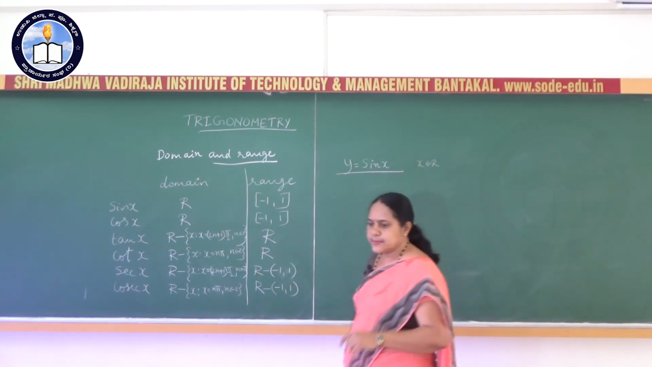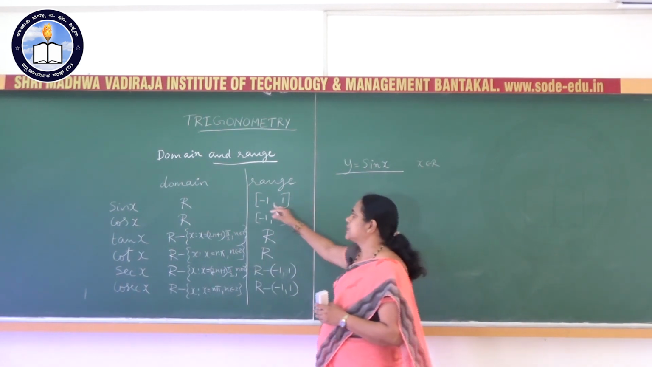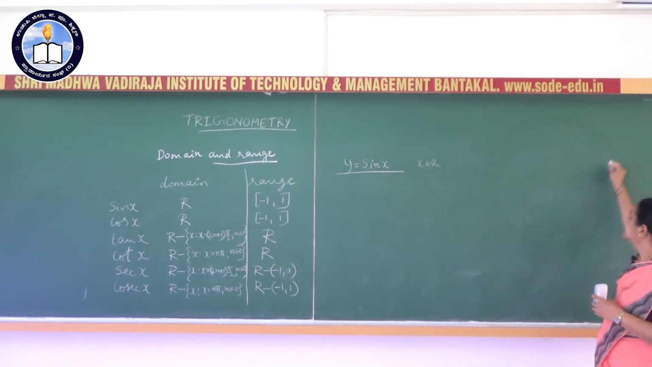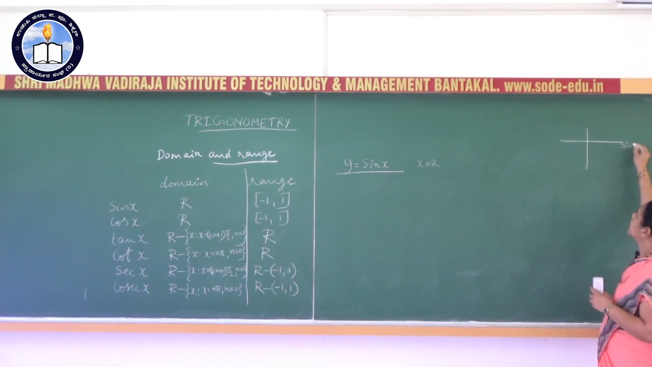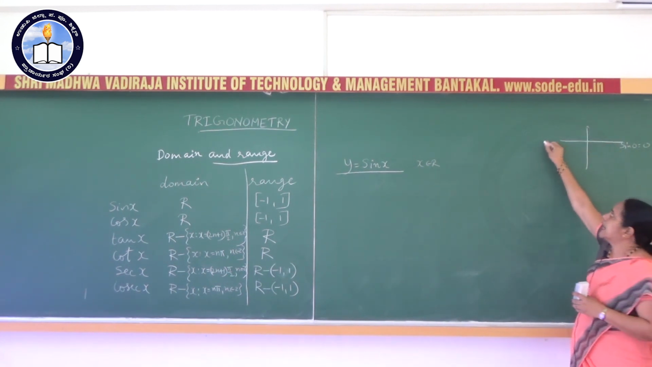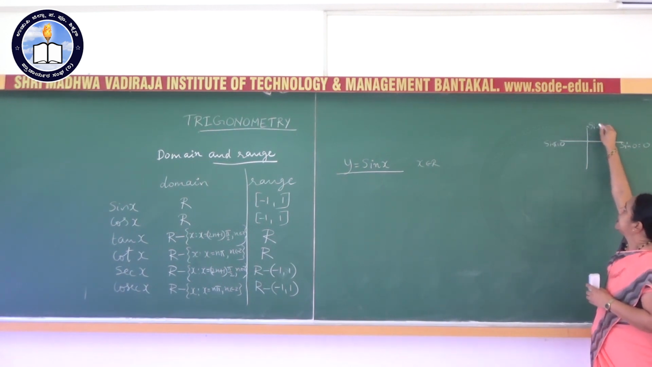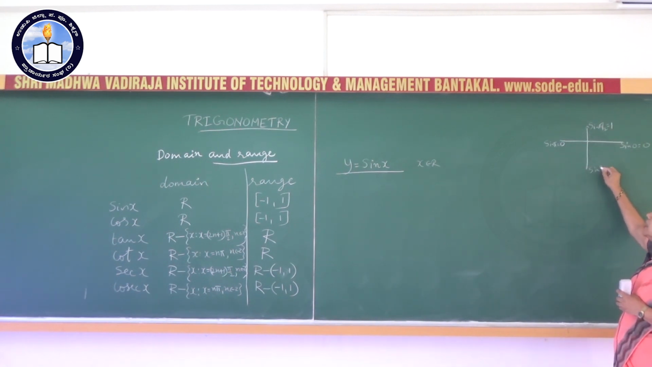We know the highest value of sin x is plus 1, least value is minus 1. So what are the values of sin x in quadrant angles? Sin 0 is equal to 0, sin 180 is equal to 0, sin 90, sin pi by 2 is equal to 1, sin 3 pi by 2 is equal to minus 1.